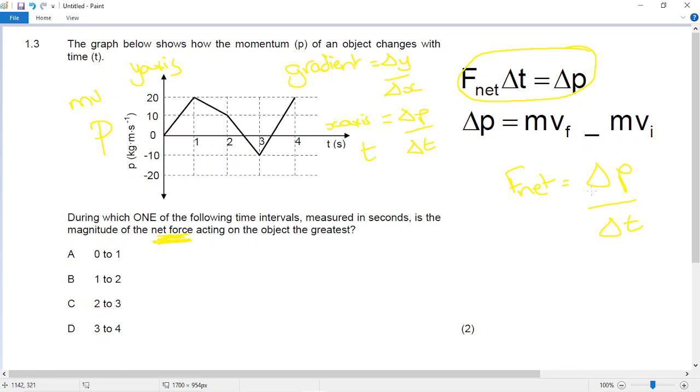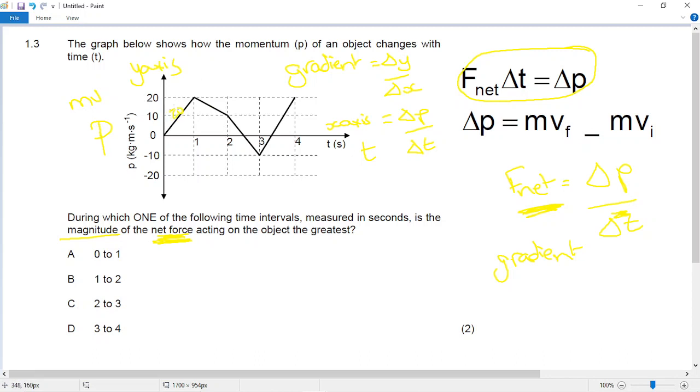So what we are looking at here, if we want F net, we want to look at the gradient of the graph. So where is the gradient of the graph the greatest? It doesn't have to be a positive gradient or a negative gradient. It doesn't matter because it just says what is the magnitude, so the sign doesn't matter whether it's positive or negative. So we have to look here and see which section of the graph is the steepest. So where is there the biggest change in momentum for the same time interval?